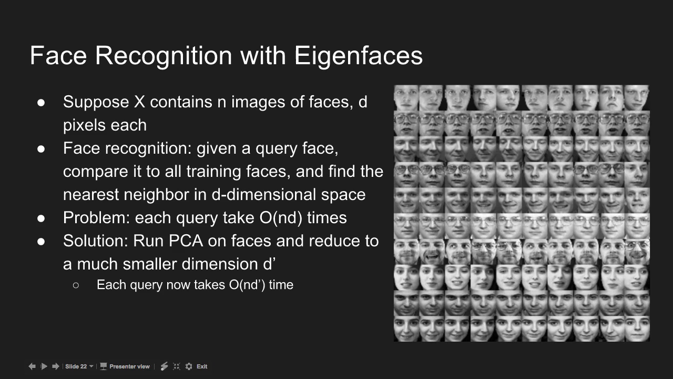So now I'm supposing my design matrix has n images with d pixels each. And face recognition is the following problem. Given a query face, compare it to all the training faces and find the nearest neighbor in d-dimensional space.